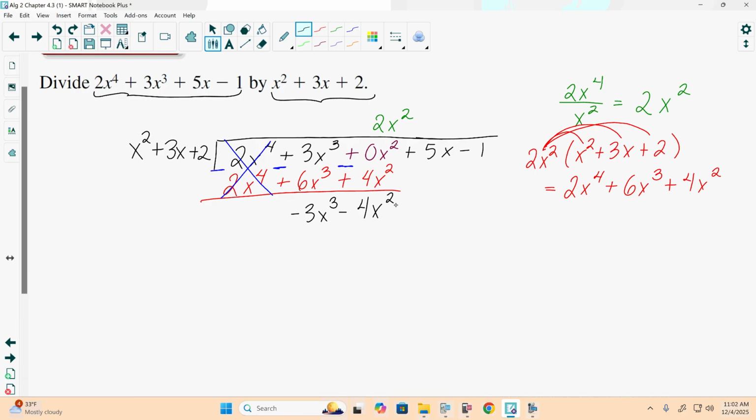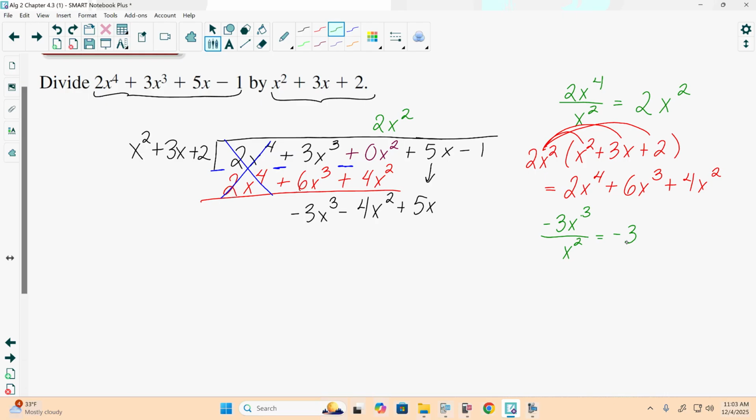Now we need to bring the 5x down. Questions on this so far? Well, now we're just going to repeat the process. So we're going to take the first term, negative 3x cubed, and divide it by x squared, the term out front. Now, we will still have the negative 3, because it's just negative 3 over 1, it's just negative 3.